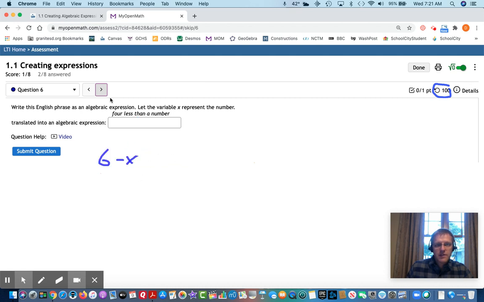All right, 4 less than a number, another subtraction one. You can think about what we just did on the last one. 11 subtracted from a number. Again, careful with subtraction. Sometimes they're backwards, sometimes they're not. A number decreased by 5, another subtraction.